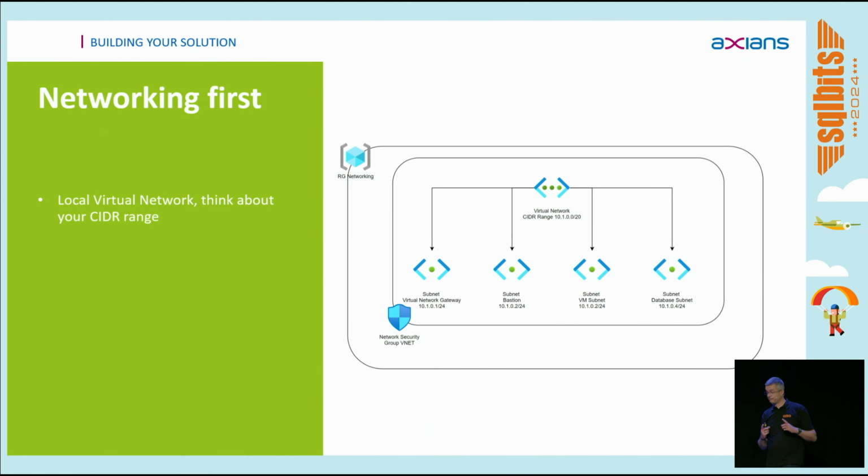Document it as well. Because I've had an instance where we deployed networking and there was a discussion afterwards, you deployed the wrong range. I said, no, here's an email. This was what I was supposed to deploy. Document it.